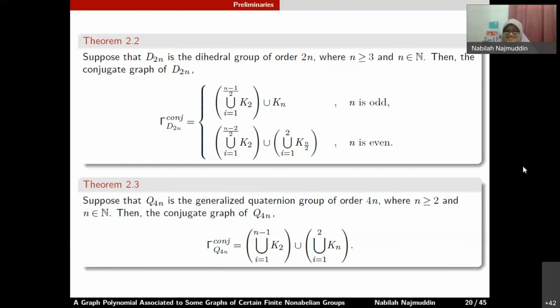Yes, betul. Assalamualaikum. Azhana here. Maybe I can answer a bit on Dr. Roslan's question. Conjugation is already a partition. In a group, you partition the elements into classes, right? So that's why you obtain a disjoint graph for your conjugate graph of the group.